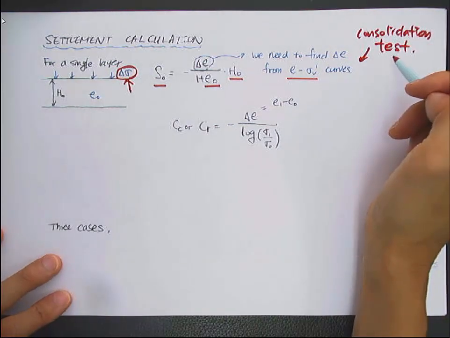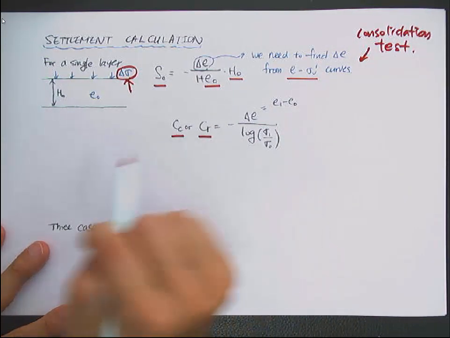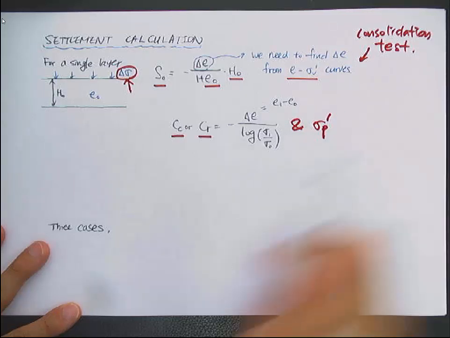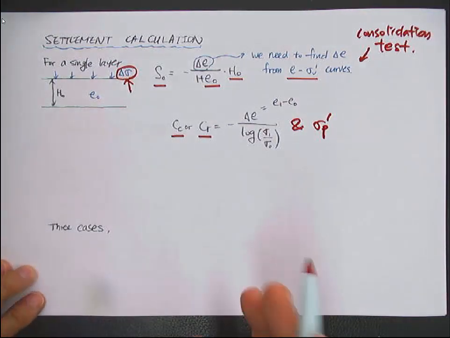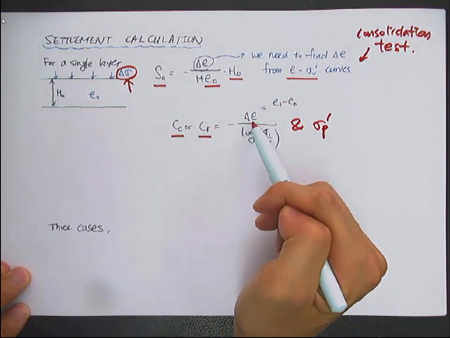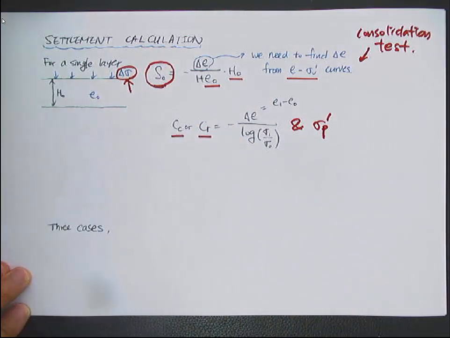And from the consolidation test, ultimately we want to find the compression index, the recompression index, and also the sigma p prime. Then we can calculate the delta e, the void ratio change, and from that we can calculate the consolidation settlement.